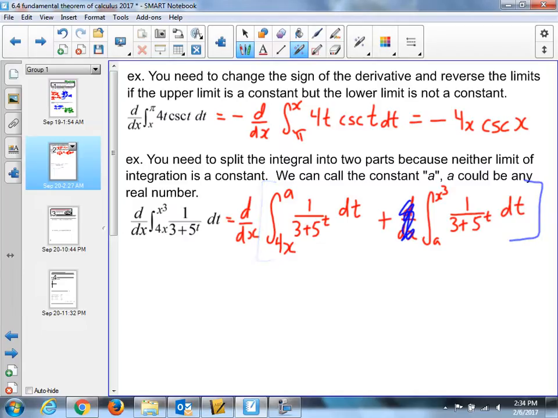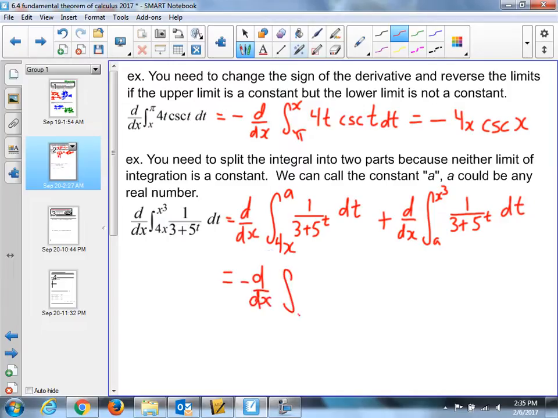But as long as I understand that, and I understand I need the a on the bottom, the 4x, to switch spots, I'm going to just put a negative sign in front of that. And if you get good with this stuff, you can just do that in one step. I'm fine with that. So negative d by dx. So this is the exact same expression.